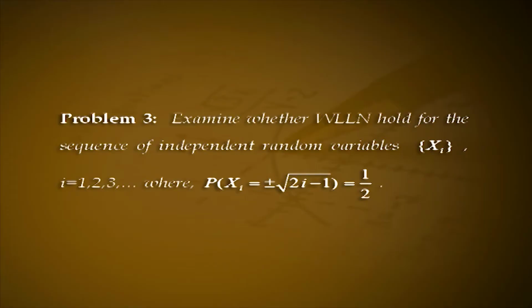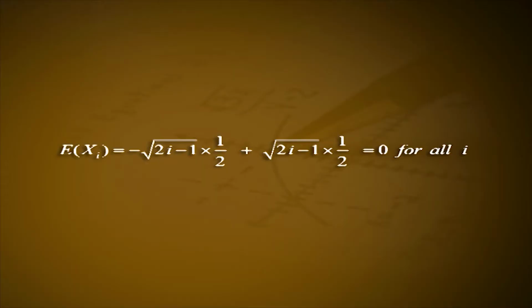Problem 3. Examine whether WLLN holds for the sequence of independent random variables Xi for i equal to 1, 2, 3 etc., where P of Xi equal to plus or minus square root of (2i minus 1) equals 1 by 2. Solution. Expectation of Xi equals minus square root of (2i minus 1) into 1 by 2 plus square root of (2i minus 1) into 1 by 2, that is equal to 0 for all i.